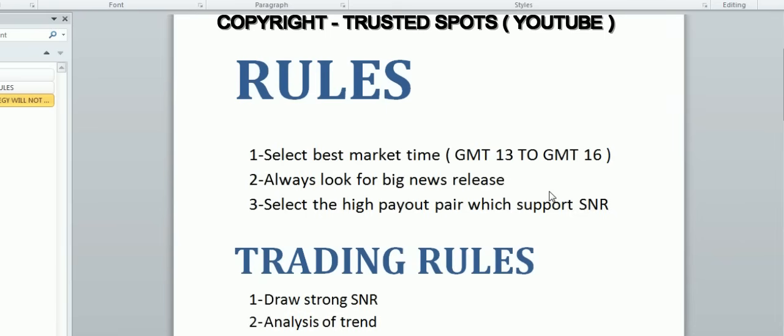So let's start. This video will cover all the rules which I am using in my trading. These rules describe the strategy, and the next one or two videos will cover the whole strategy in detail. But this video will give you the rules you need to remember while placing your trade. There are three basic rules that you need to follow before sitting down for trading, whether real trading or demo trading.